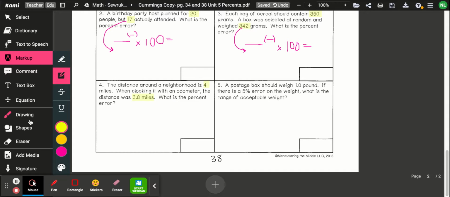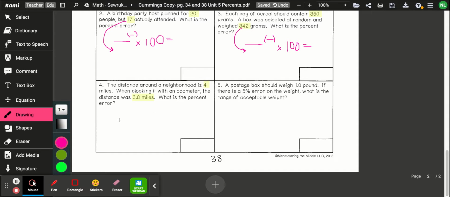We have to, once again, find the difference between 4 minus 3.8. You're going to put that here. I'll write the minus sign so you remember that you have to minus those two numbers. And then you're putting the actual length here at the bottom. Then you're going to times by 100.